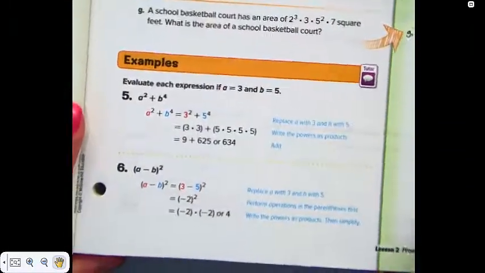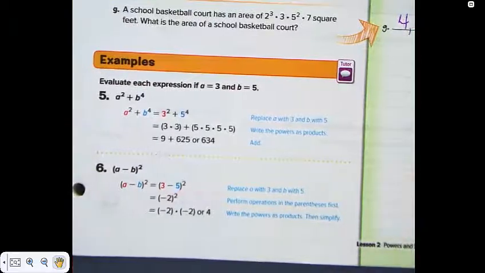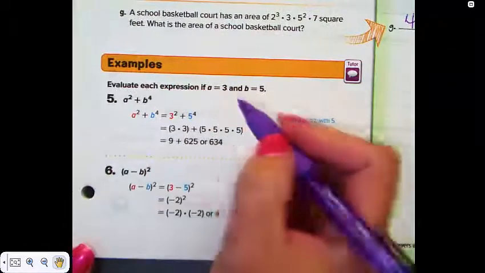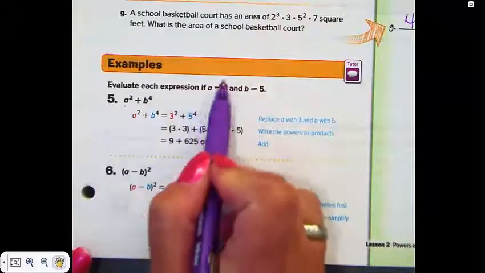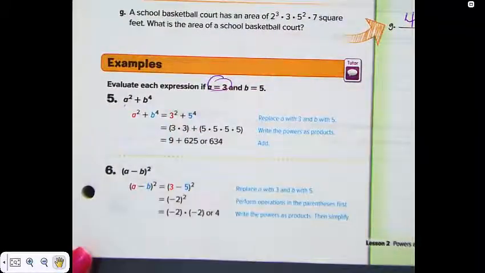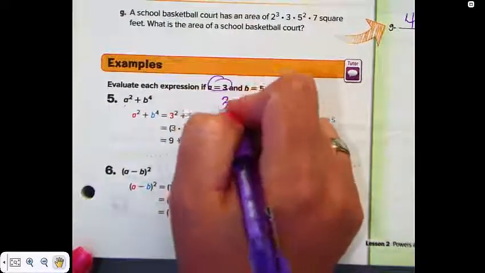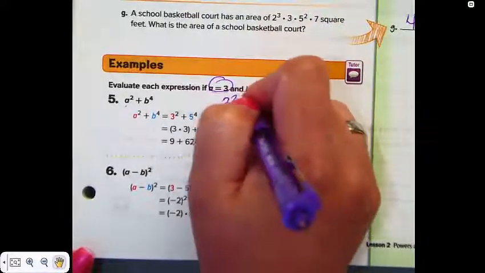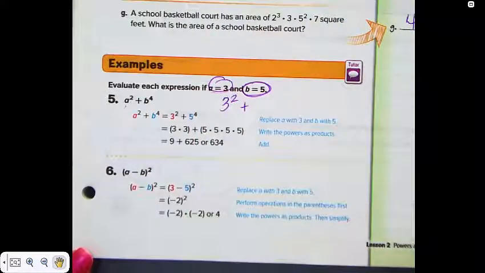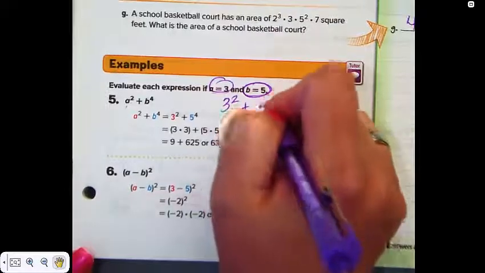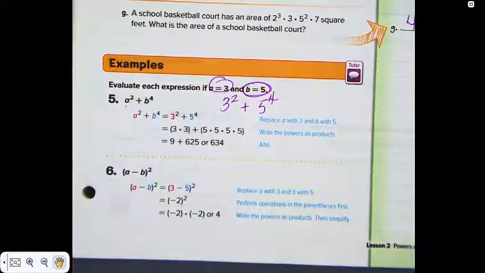Number 5 tells you a value for your two variables. Remember, a variable is what we use in place of an unknown value. And we can't solve it unless we know what those variables equal. So let's look at this example. This says that I have a squared, and if I look up here, it tells me that a equals 3. So that's the same as having 3 squared plus b squared, and if you look at the top, b is 5, or I'm sorry, b to the 4th. So I have 5 to the 4th.